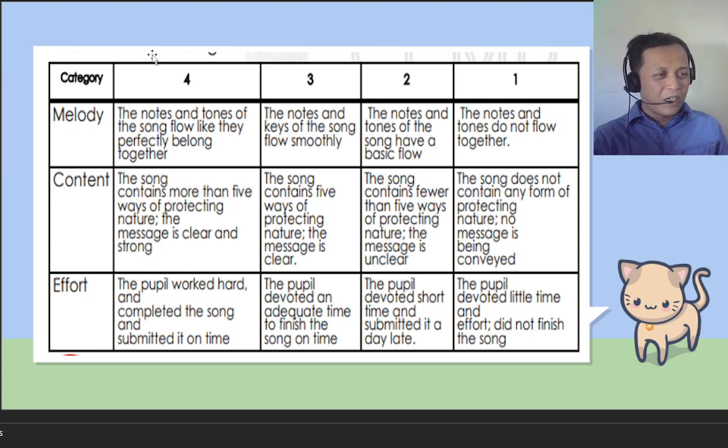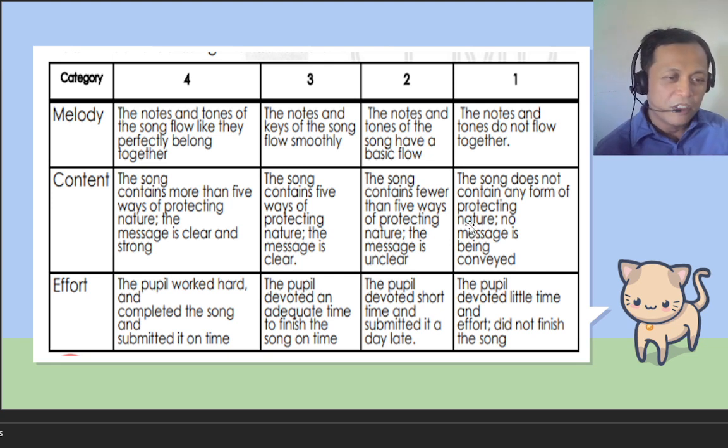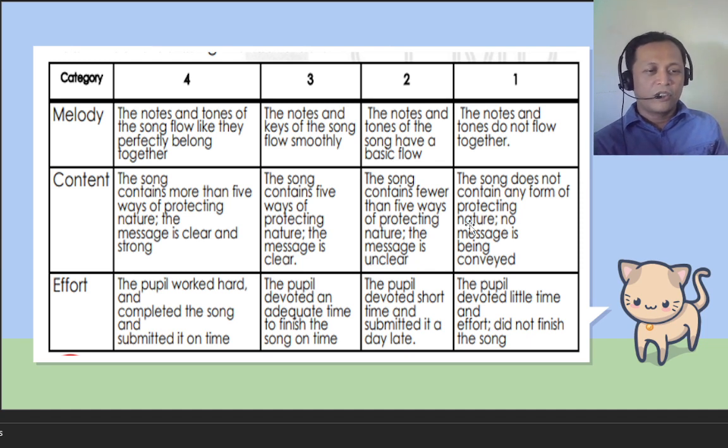Now, with regards to content, you will have the score of 4 if the song contains more than 5 ways of protecting nature. The message is clear and strong. Meanwhile, you are going to have the score of 3 if the song contains 5 ways of protecting nature and the message is clear. You will get the score of 2 if the song contains fewer than 5 ways of protecting nature and the message is unclear. And lastly, you will get the score of 1 if the song does not contain any form of protecting nature, no message is being contained. At least you still have a grade.